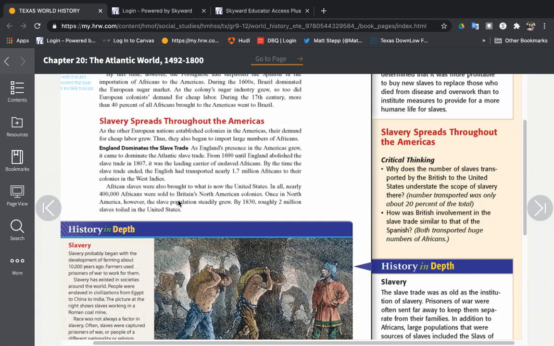As England's presence in the Americas grew, it came to dominate the Atlantic slave trade. From 1690 until England abolished the idea of slavery in 1807, it was the leading carrier of enslaved Africans. By the time the slave trade ended, the English had transported nearly 1.7 million Africans to the colonies of the West Indies. Okay. African slaves were also brought to what is now the United States. Nearly 400,000 Africans were sold to Britain's North American colonies. Once North America started to grow, it went all the way up to 2 million.